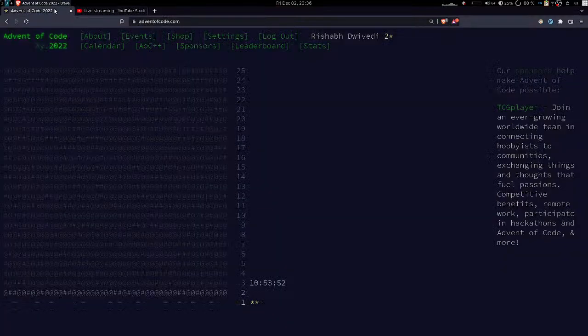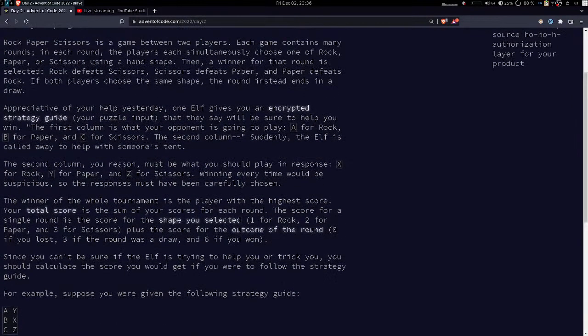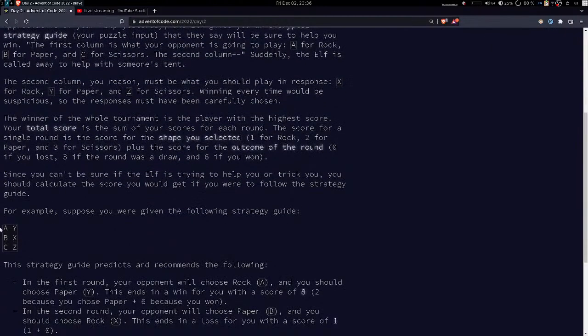Okay, so Advent of Code Day 2. Let's try it out. It's a kind of rock, paper, scissors game, and we have strings with two characters only on each line: A Y, B X, C Z. We have to calculate the total sum of score. It's 0 for a loss, 3 for a draw, 6 for a win, and 1 for rock, 2 for paper, 3 for scissors.